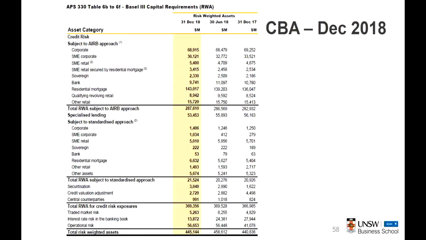Interest rate risk in the banking book has fallen quite dramatically. We are in a very low interest rate risk environment. But the interesting one is that operational risk has gone up from 41 to 56. I am interested in seeing the breakdown of that number, and how that operational risk figure has developed over time.